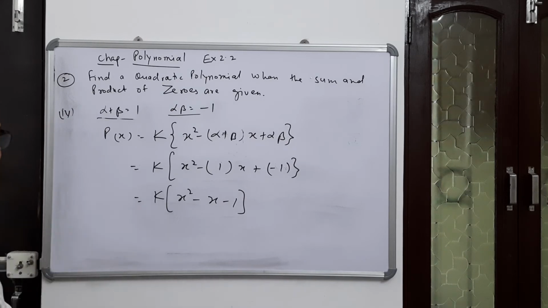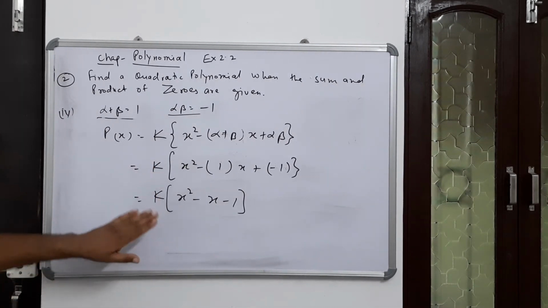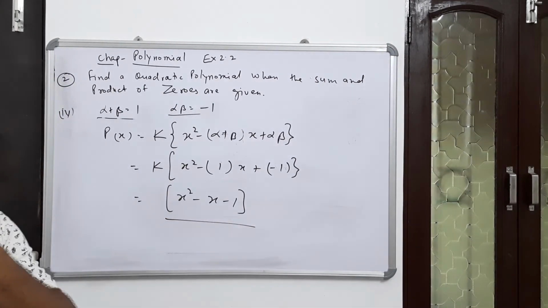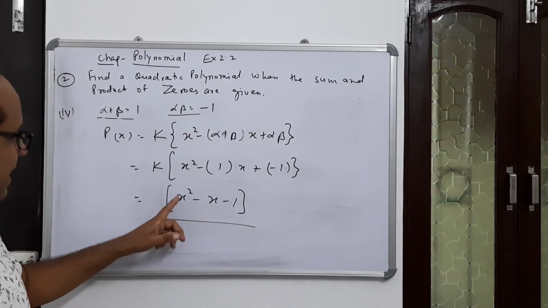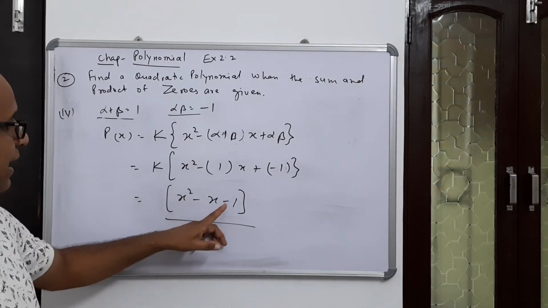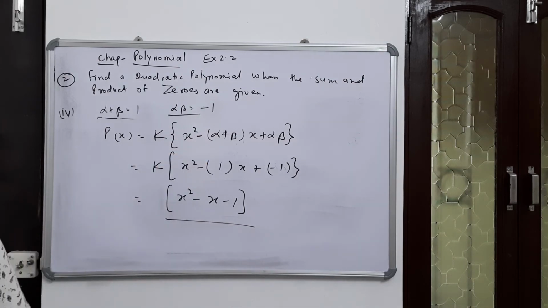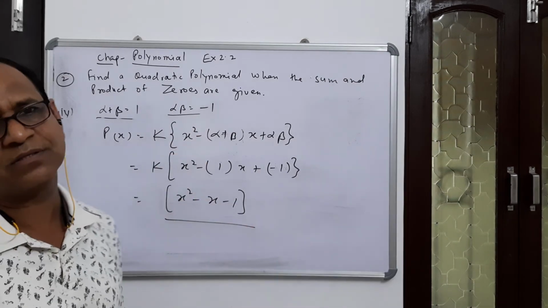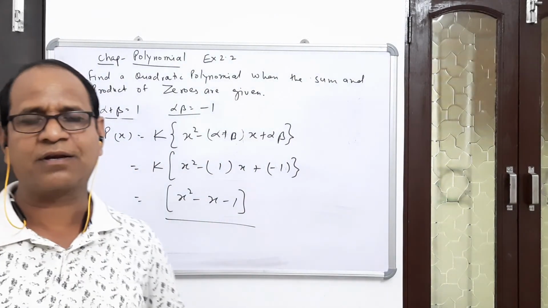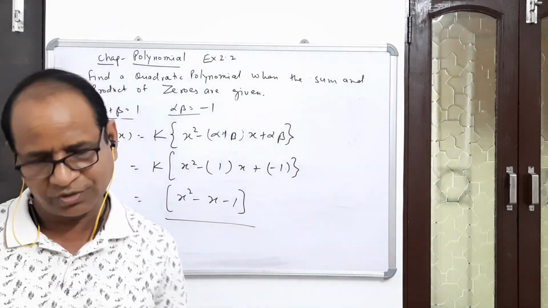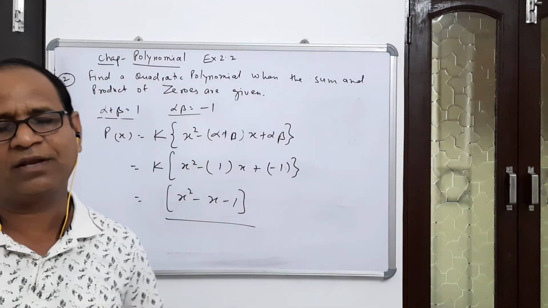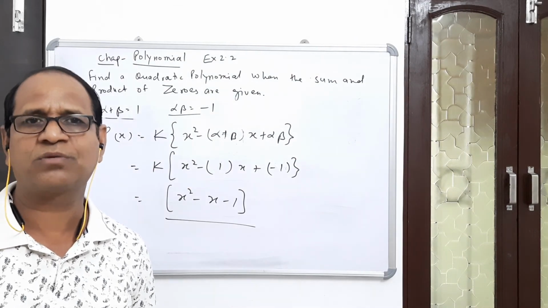So what is the value of k here? The value of k is 1. So even if you don't write it, it is okay. So this is the quadratic polynomial: x square minus x minus 1. This minus is because of the formula, and this minus is because alpha into beta is minus 1. So in this way, I will explain a lot of sums particularly for this category. You can practice these types of sums, and I tell you that these types of sums are very important from the examination point of view.